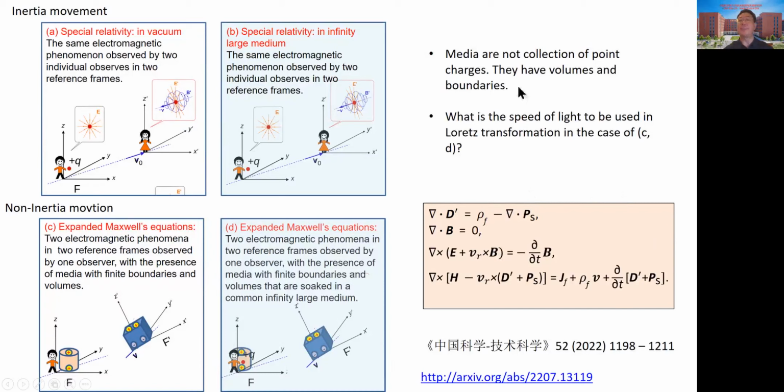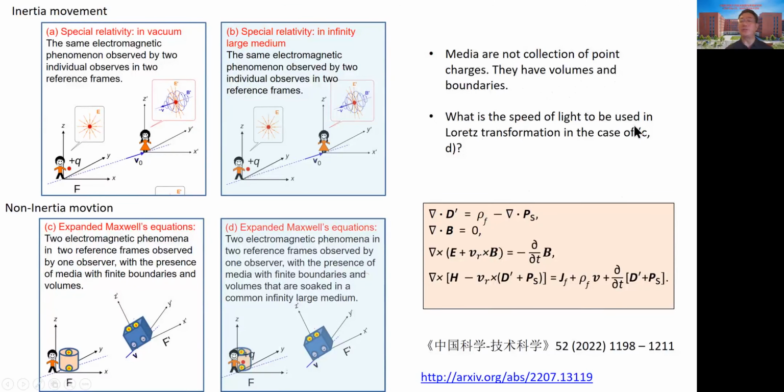And again, media are materials. Media are not a collection of point charges. They have volumes and boundaries. This has to be handled very carefully. This is why the Liénard-Wiechert potential cannot be applied to the medium case. You have to make the solution meet the boundary conditions. The Liénard-Wiechert potential works well in a vacuum for an infinitely large space.